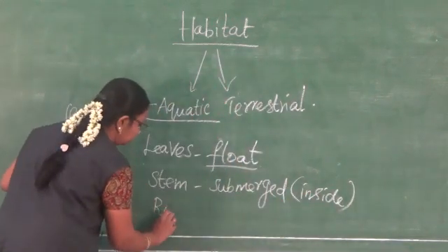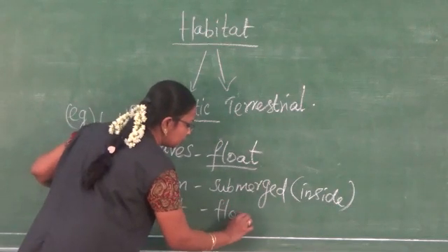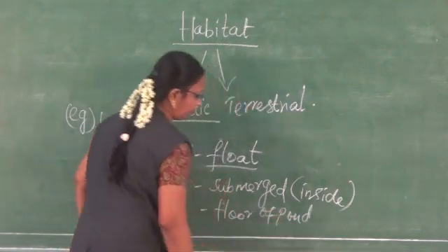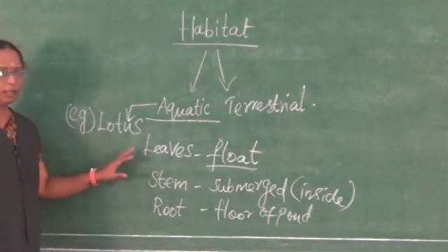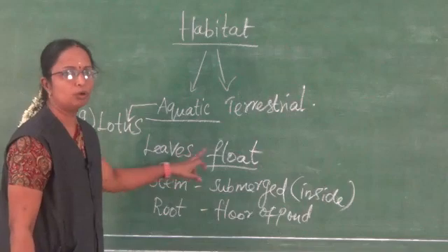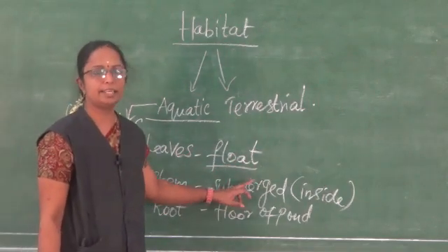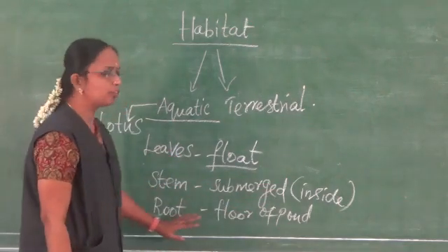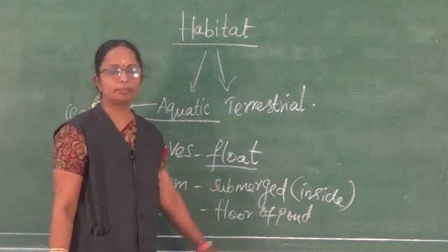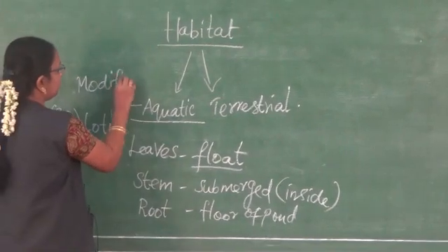The roots are found attached to the floor of the pond or the river. So these are the adaptations which aquatic plants acquire: the leaf becomes floating on the surface of the water, the stem is submerged inside the water, and the roots are poorly developed and attached to the floor. These are the modifications found in aquatic plants.